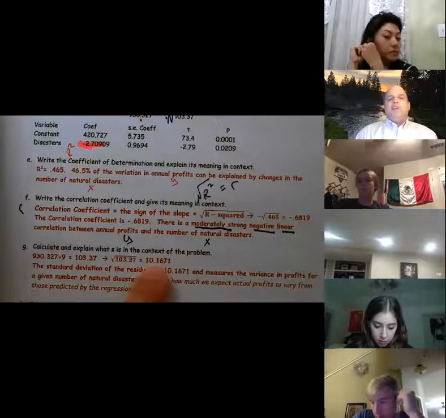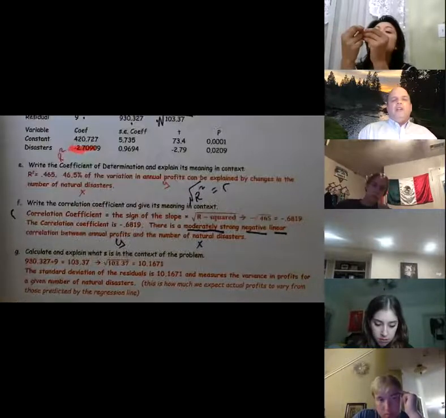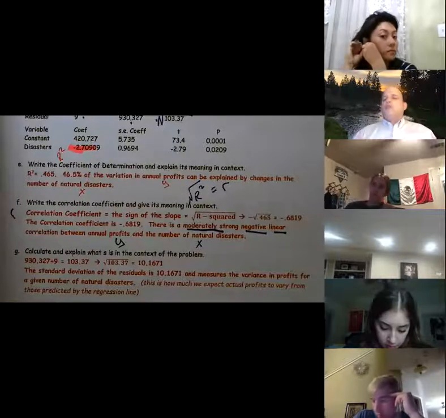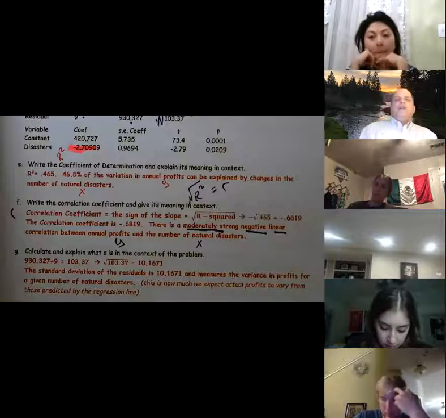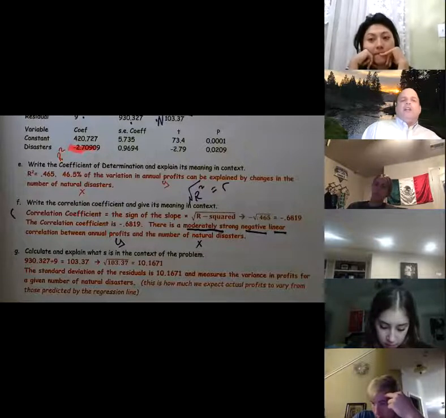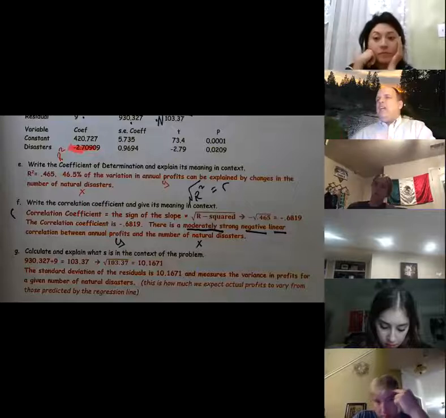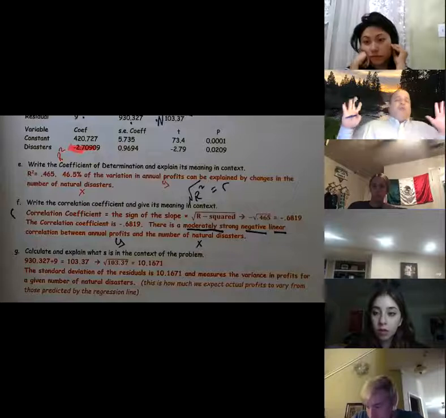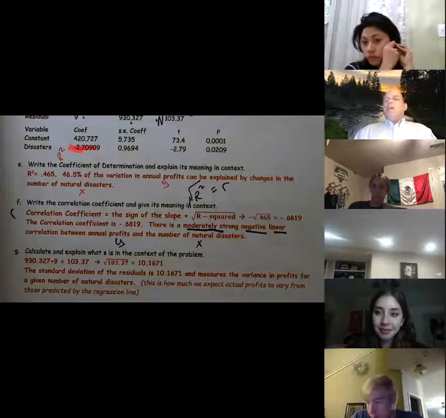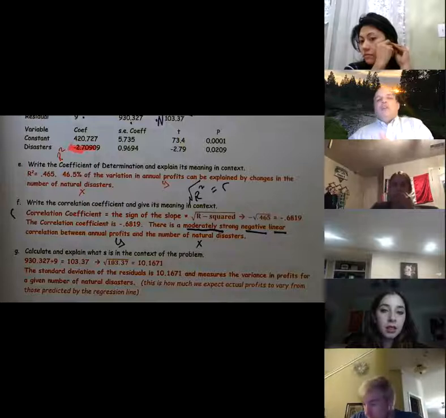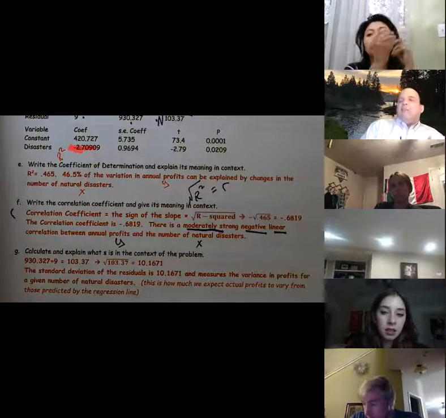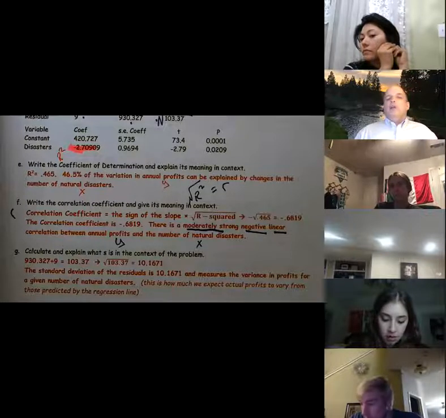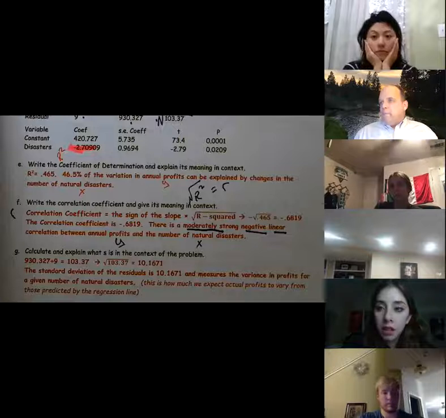So S is 10.1671. So the standard deviation of the residuals is, and basically you're just telling them, hey, I know S is a standard deviation of residuals. You're telling them you need to know something. And it measures the variance in profits for a given number of natural disasters. I need you to pay careful attention to this. This will help you on a multiple choice test question, or it's likely to, I should say. This is how much we expect actual profits to vary from those predicted by the regression line. All right, this is how much we expect actual profits to vary from those predicted by the regression line. Okay.